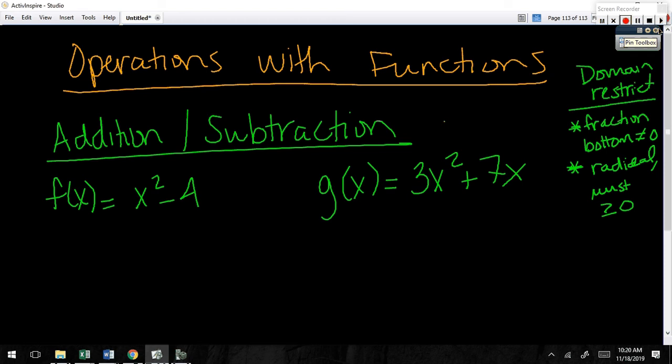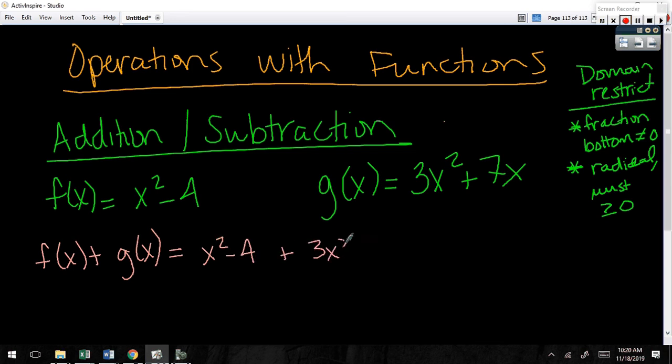All right, so addition, subtraction. If I defined f and g here, and I asked you, what is f of x plus g of x, what would you do? x squared minus 4 plus 3x squared plus 7x. You would just add them together. And how might I add these two things together? That's exactly right. It is that easy. Combine like terms.